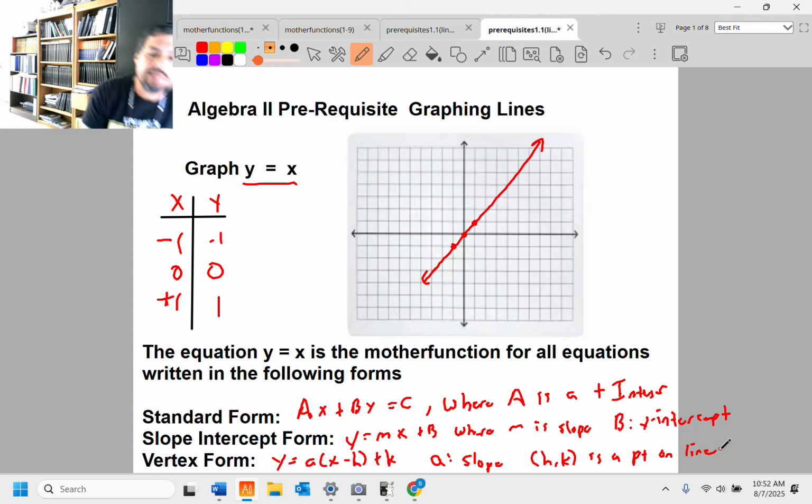A times x minus h plus k. And again, if you're an Algebra 2 teacher watching this and you're like, why isn't this dude using point slope form? It's because in Algebra 2, vertex form takes over. So I'm choosing to teach lines in vertex form. Plus I want to manipulate.